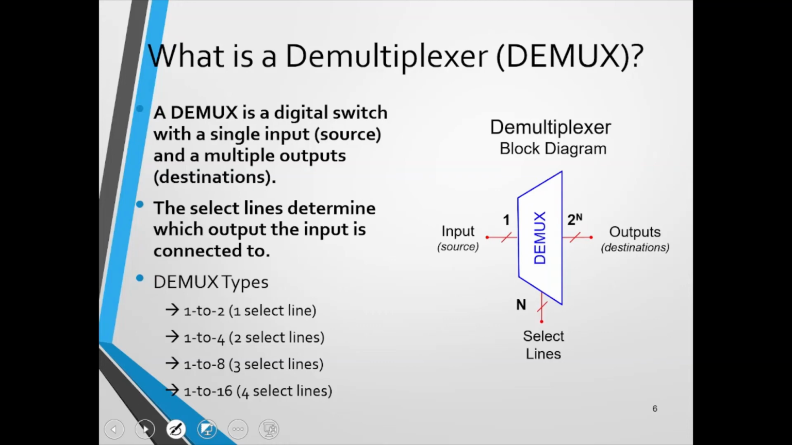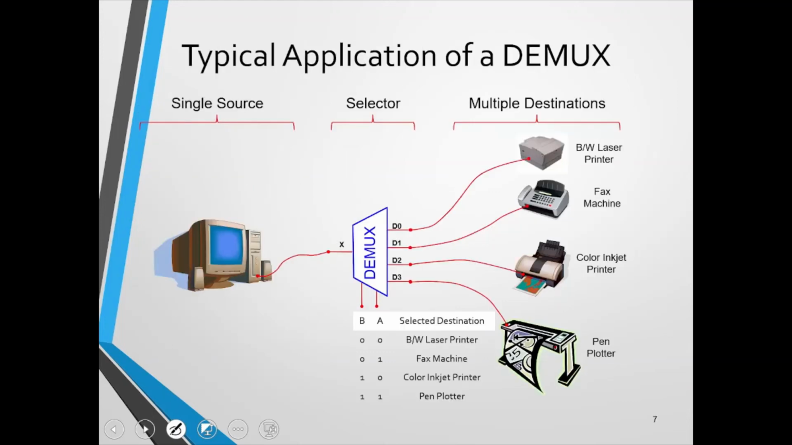Okay, now depending on the number of outputs, there are different types of demultiplexers, such as 1:2 demultiplexer, 1:4 demultiplexer, 1:8 demultiplexer, and 1:16 demultiplexer. Out of these, we are going to study the 1:4 demultiplexer. But before that, have a look at this typical application of a demultiplexer.